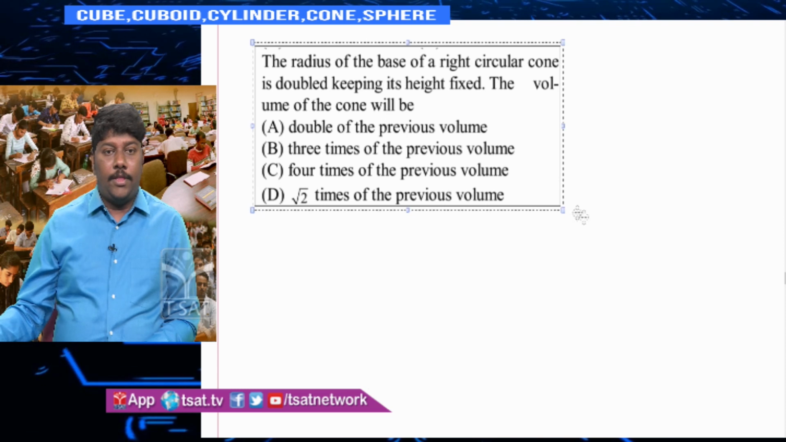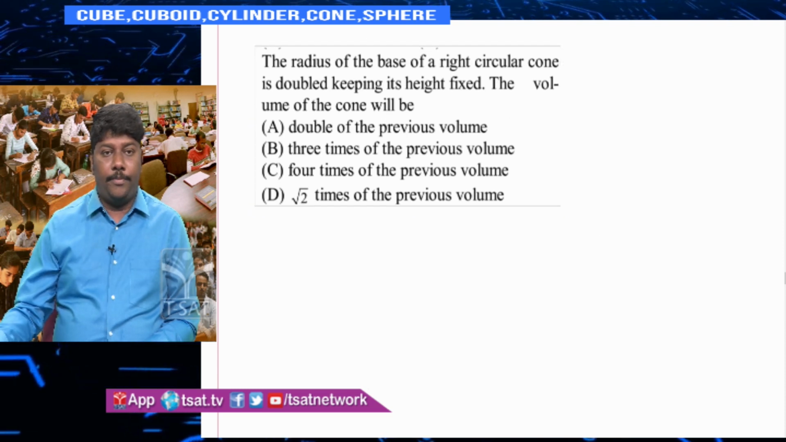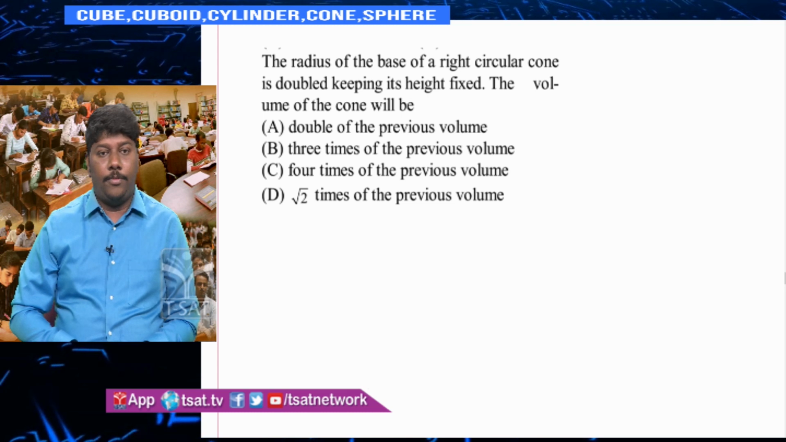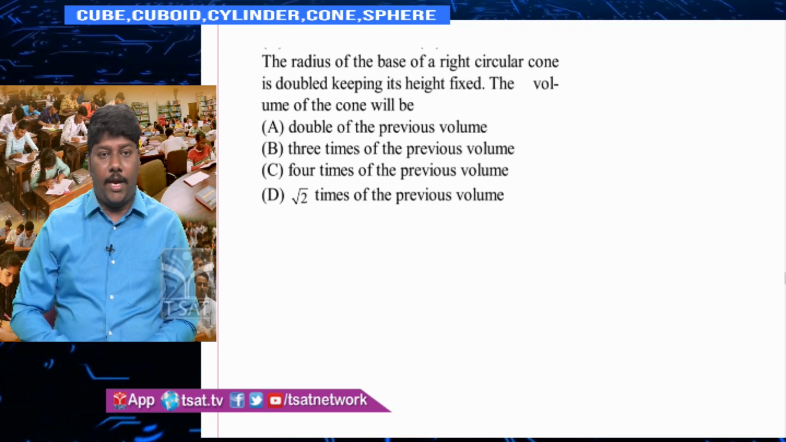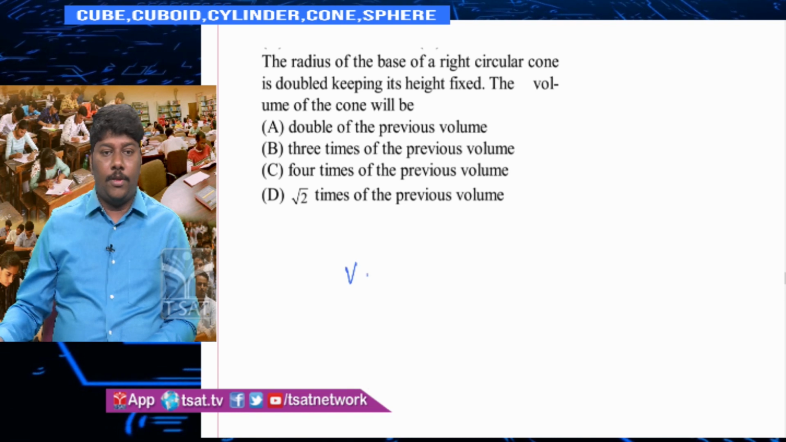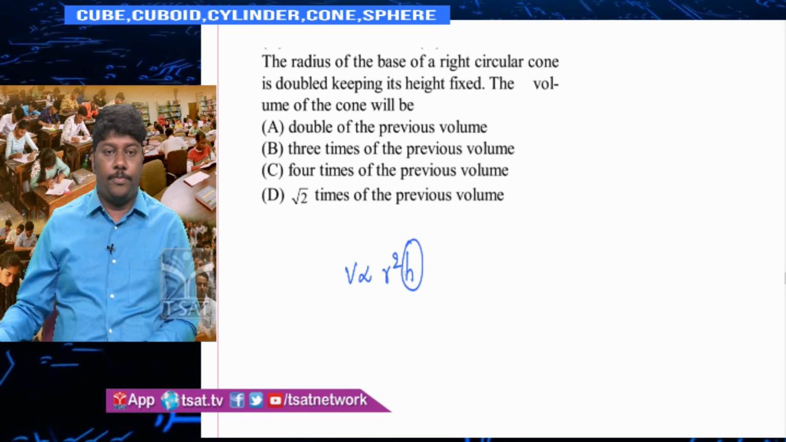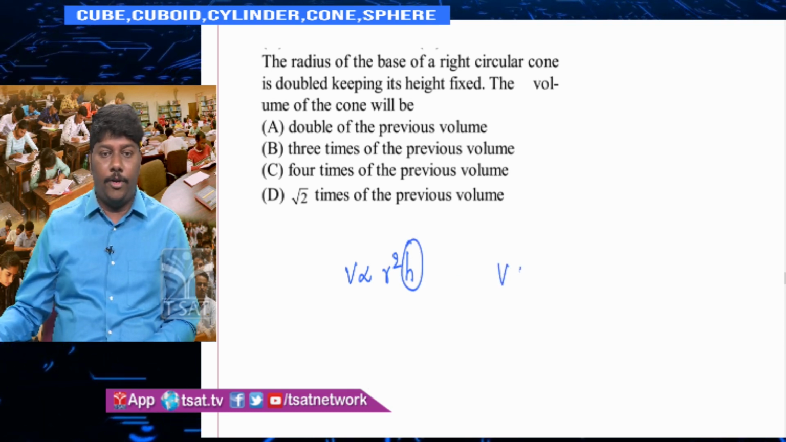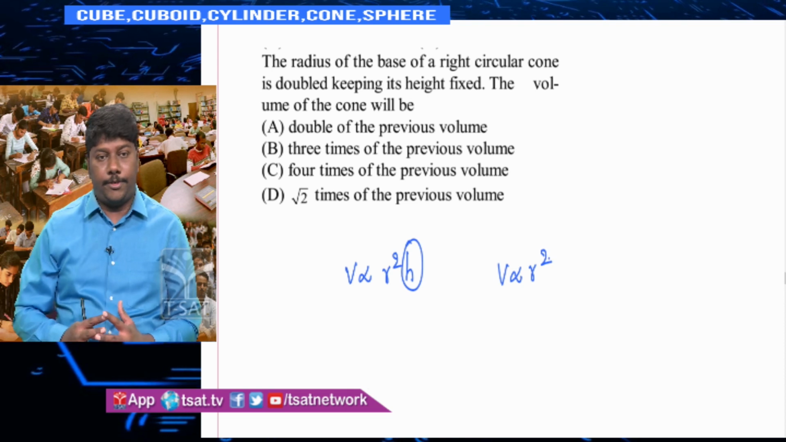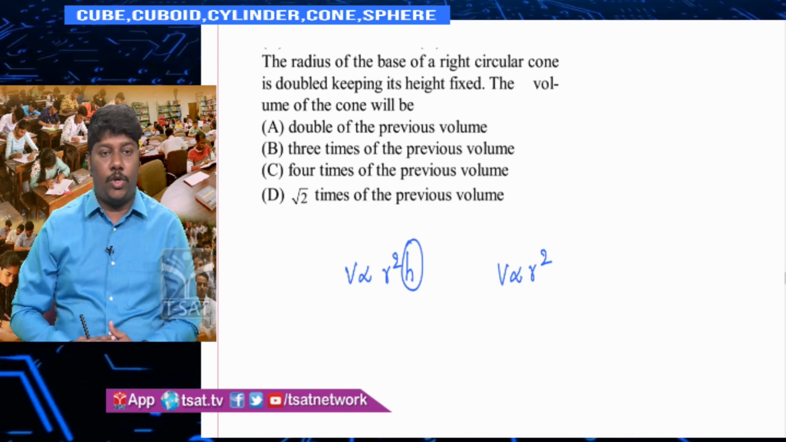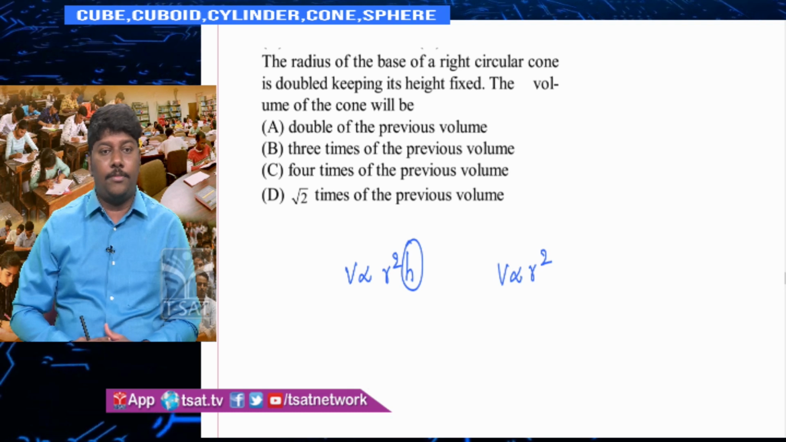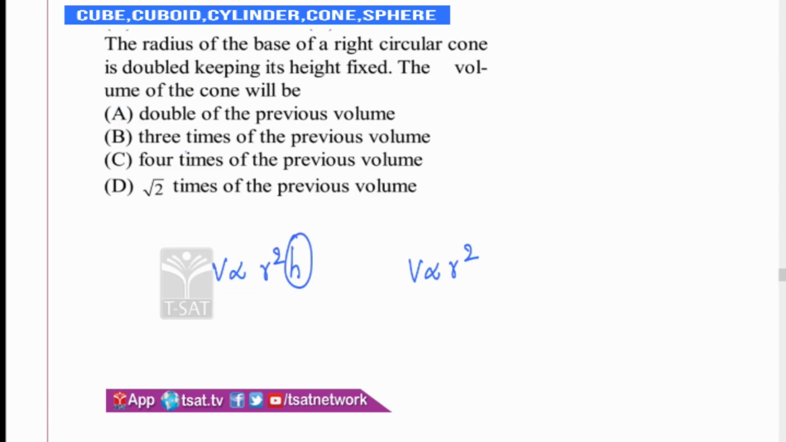Now look at the next one. The radius of the base of a right circular cone is doubled, keeping its height fixed. The volume of the cone will be. So height is fixed and the radius is doubled. We know volume directly varies with the square of radius into height. Since height is constant, volume only varies with the square of radius. So if radius is doubled, the square of 2 becomes 4, therefore volume becomes 4 times the previous volume. So the answer is 4 times the previous volume.